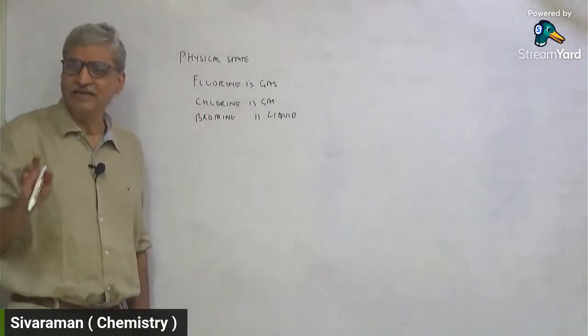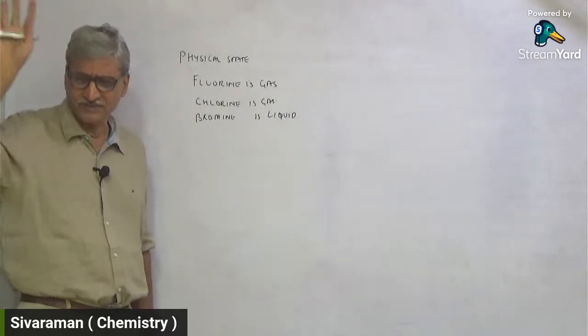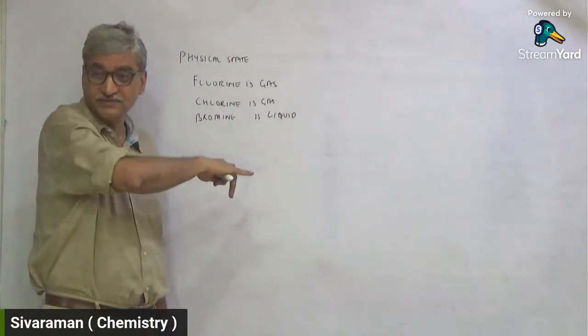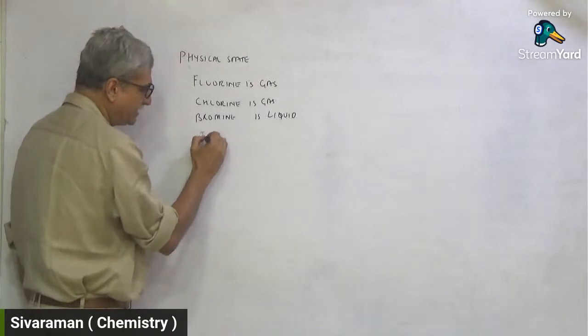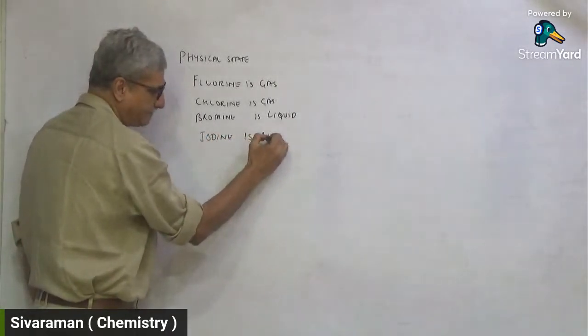You must be wondering, exam has its own importance in life. You get marks, you become something, whatever it is. But the other idea of teaching you this is knowledge addition in your life. So bromine is a liquid, iodine is solid.